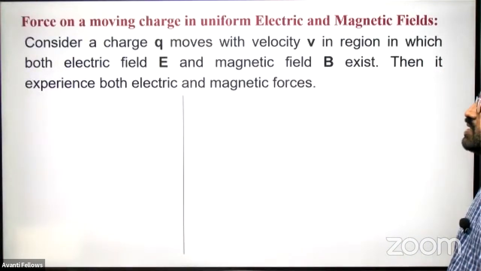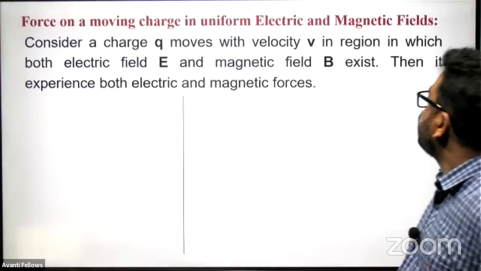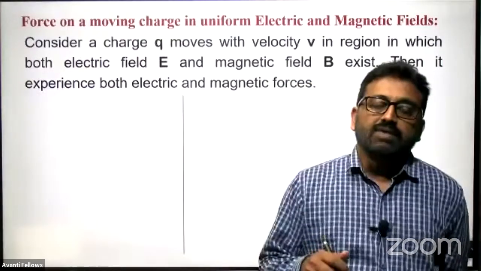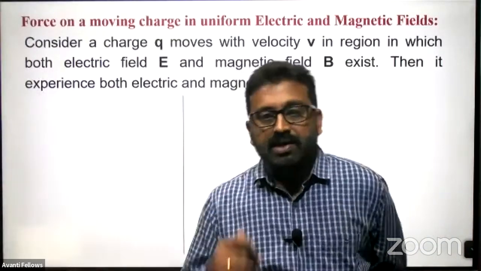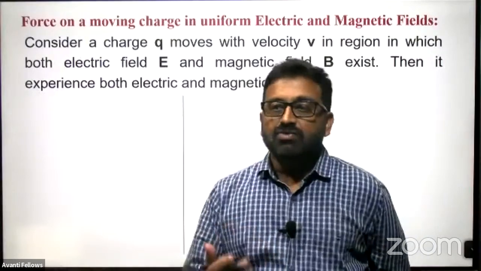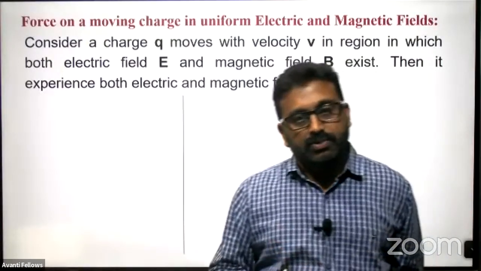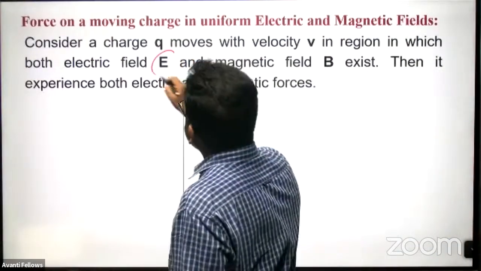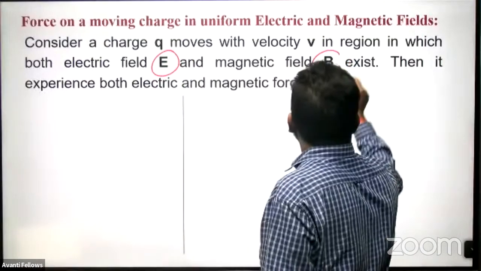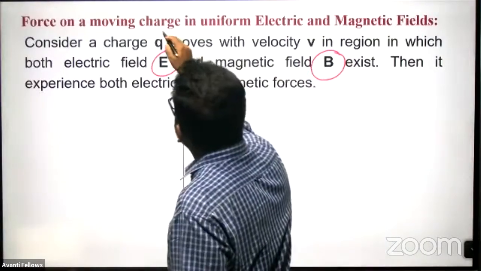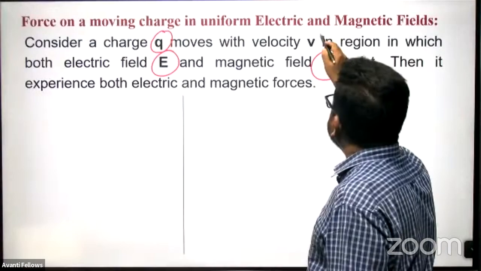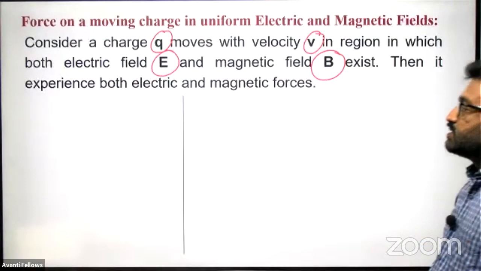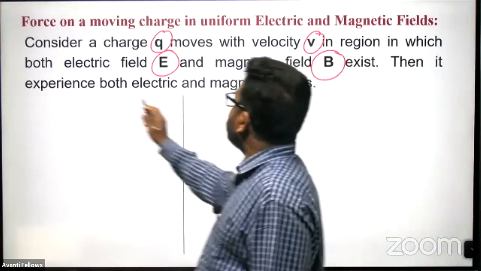Now, consider the force on a moving charge in uniform electric and magnetic fields. If the charge is moving in a uniform electric field as well as a uniform magnetic field, what will be the force on the charge that we are going to see? The electric field is represented by the capital E and the magnetic field by the capital B. Q is the charge, moving with a velocity V, so it experiences both electric and magnetic forces.